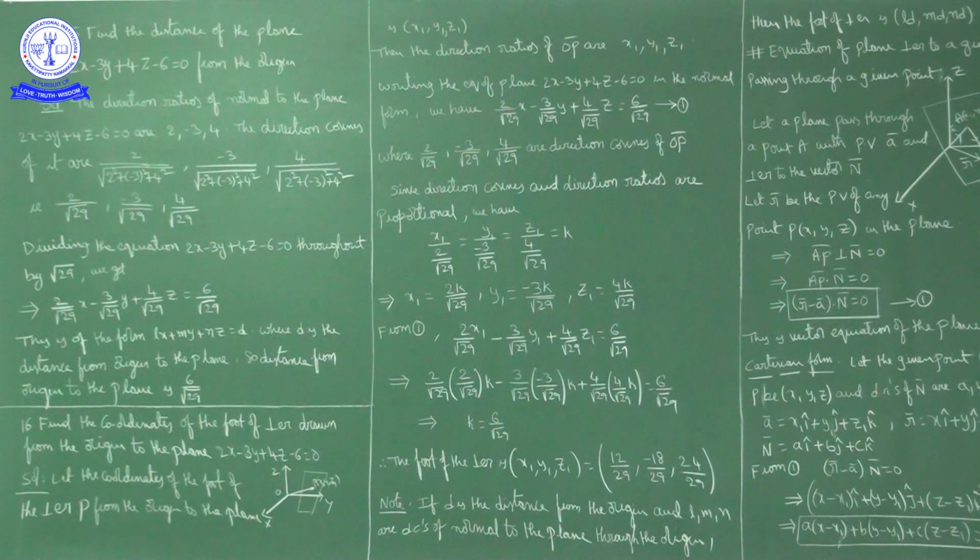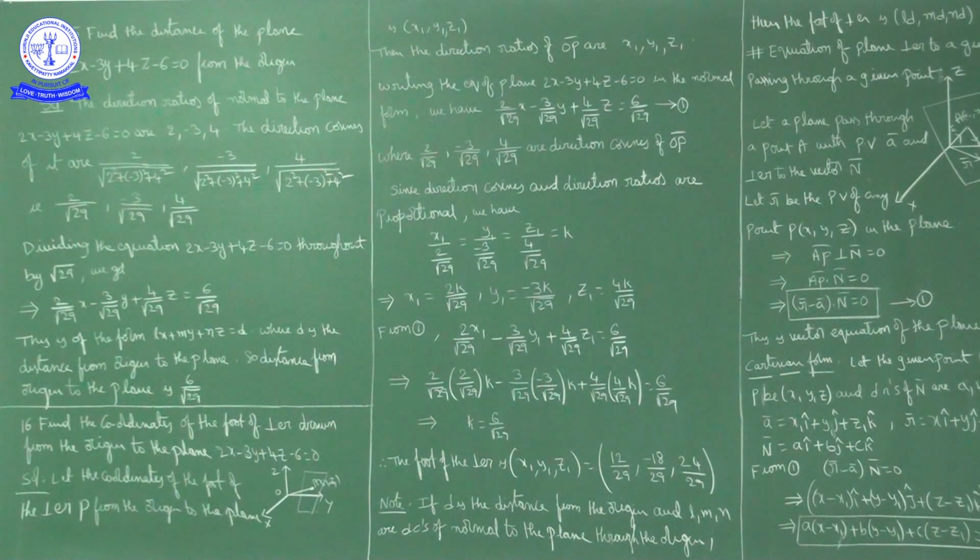Now l, m, n are direction cosines of normal to the plane. So first of all we'll write the direction cosines of normal to the plane. 2, minus 3 and 4 are direction ratios of normal to the plane. If a, b, c are direction ratios, then direction cosines are a upon square root of a square plus b square plus c square, b upon square root of a square plus b square plus c square, and c upon square root of a square plus b square plus c square.